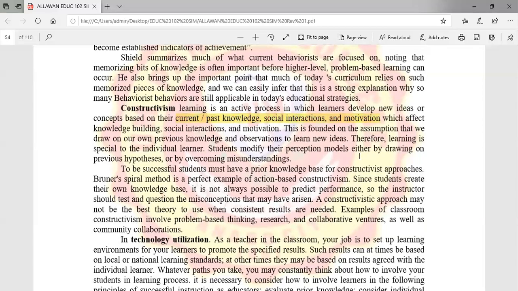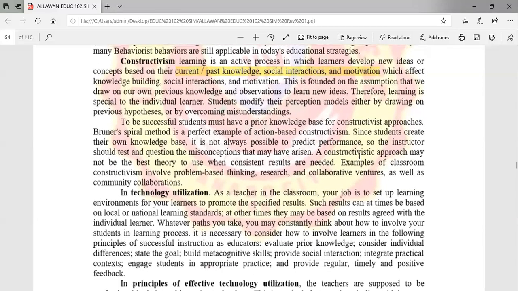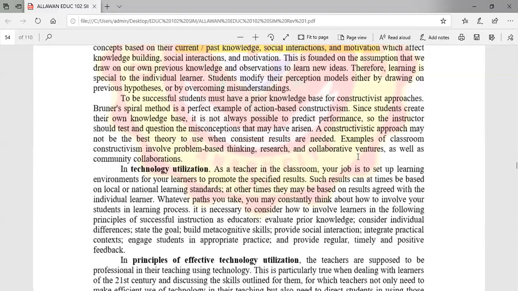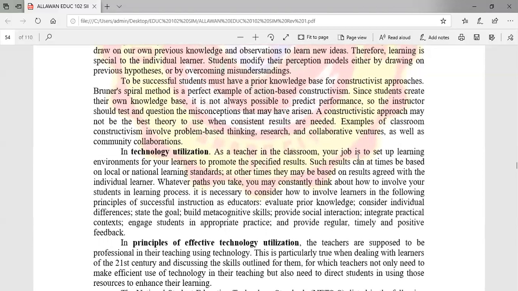So in technology utilization, as a teacher in the classroom, your job is to set up the learning environments for your learners to promote this specified result. My example to you is the lessons about this topic or this week. I uploaded a reading material or a self-review guide about our next lesson in the website, The Creeper, since that is our main platform on these online classes.